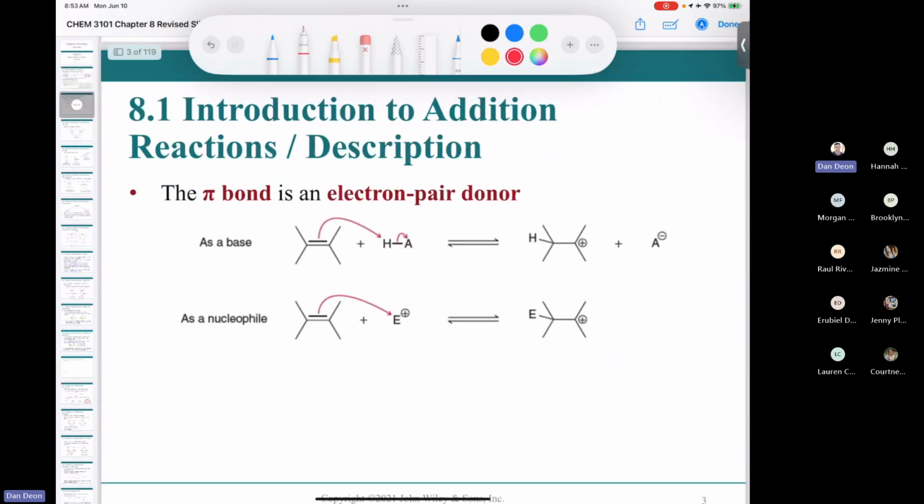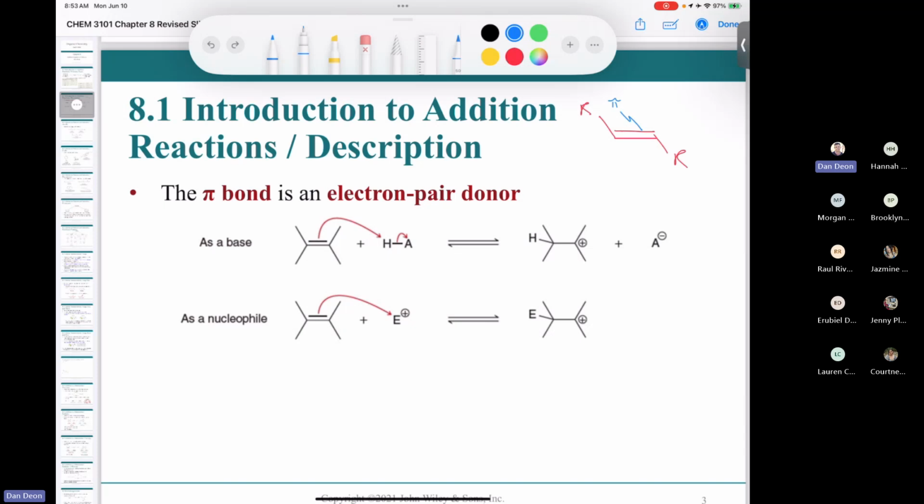And when you think about the pi bond in an alkene, right? Again, that's the focus of this chapter. We're always going to be starting with an alkene of some sort. So we'll just say we get an alkene like this. And then we're using the pi bond, okay? Now, how are we going to use the pi bond? Well, the pi bond is an electron pair donor, because remember, pi bonds are weaker than sigma bonds. So the pi bond can either function as a base. Here you see it functioning as a base. It's picking up the proton from this acid to make a carbocation.